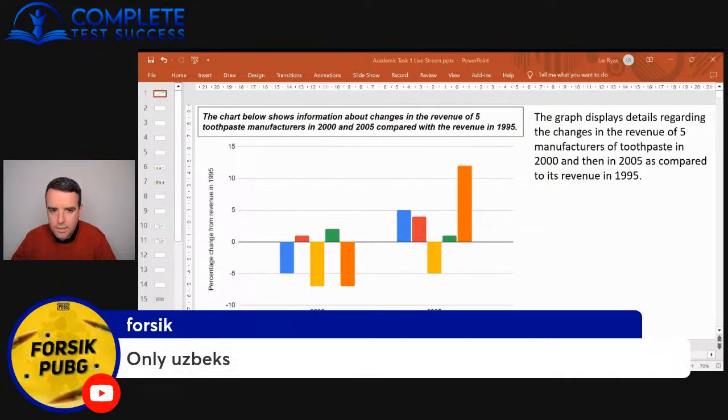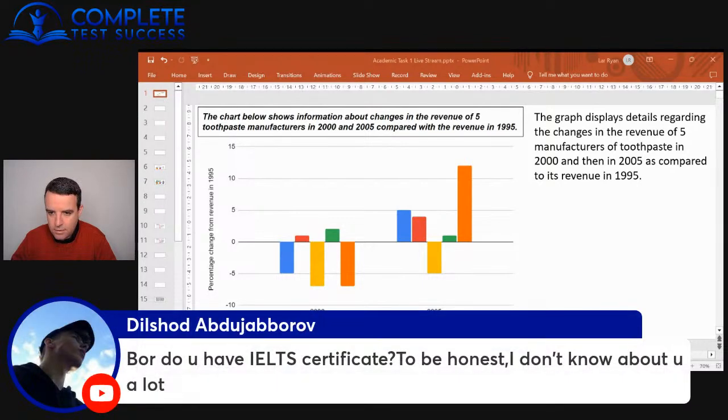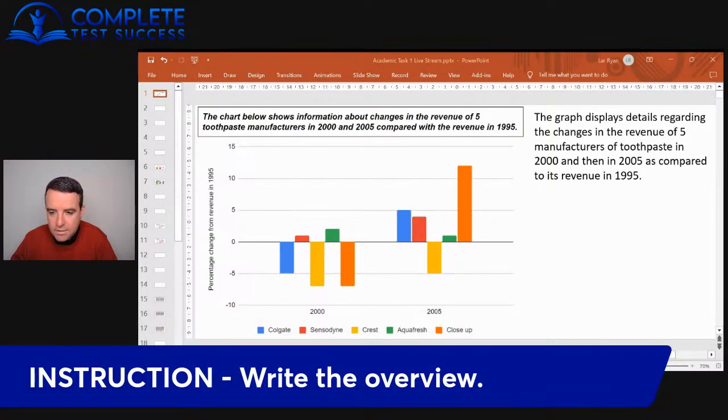Forsic, only Uzbeks. I'm not sure what you're getting at there. Or do you have an IELTS certificate? To be honest, I don't know a lot about you. I was an IELTS examiner, and I've been teaching IELTS since 2010. I was teaching IELTS at the British Council, so I have a lot of experience with the IELTS test.